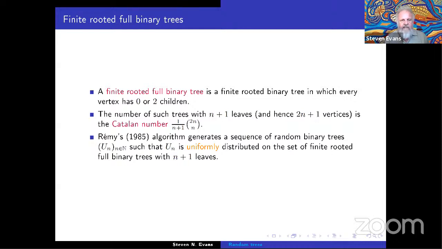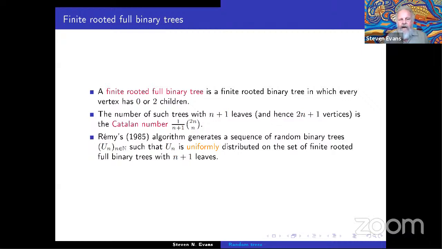I won't go over all of the terminology that I built up in the first lecture. Let's just remember that when we talked about binary trees, we were talking about rooted binary trees. So that meant that every individual had zero, one, or two children, and we distinguished between the left and the right child, even when there was only one child. And so that gave us this sort of encoding of vertices in the tree by finite binary words.